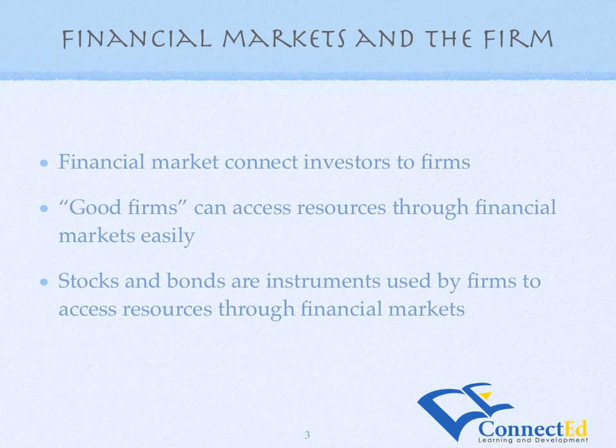Stocks and bonds are instruments used by firms to access resources through financial markets. So, in very simple terms, a stock is a piece of paper that a company gives to an investor and receives money in turn. The investor who gets the stock in turn would get a certain number of rights and obligations. Similarly, a bondholder is one who gives money to the company in exchange for a piece of paper called the bond, and bonds have certain rights and obligations too.